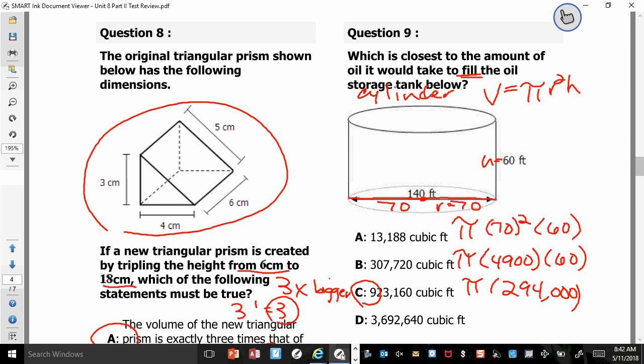Now, they probably use the pi button on there when they fill out the answer key. So when you're using pi, remember, you could try it both ways, but there might be a little rounding, a couple numbers off.